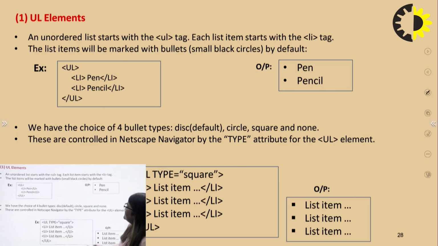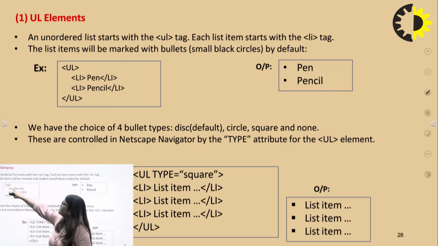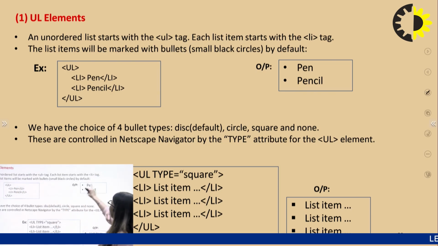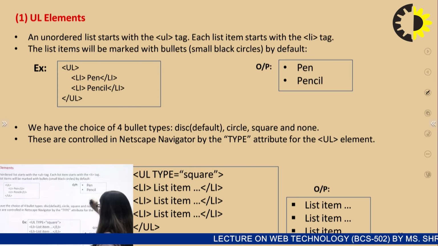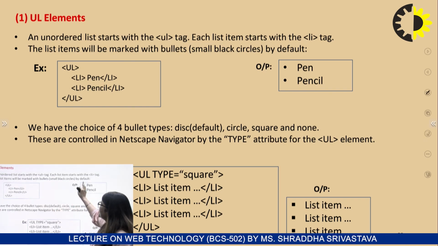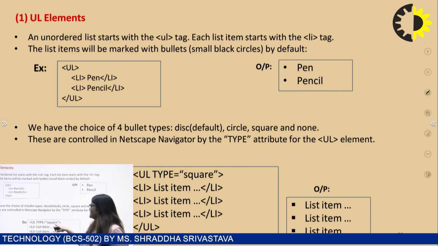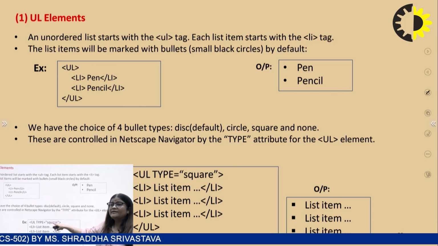You can see, this li is list item, this is unordered, and between that I am creating a list of 2 elements, pen and pencil. The output would be like this. By default it would be a circle, and it is unordered. If I want to change this image, I can use square. So I have 3 types of this parameter: circle, square, and disc. By default we are getting disc.